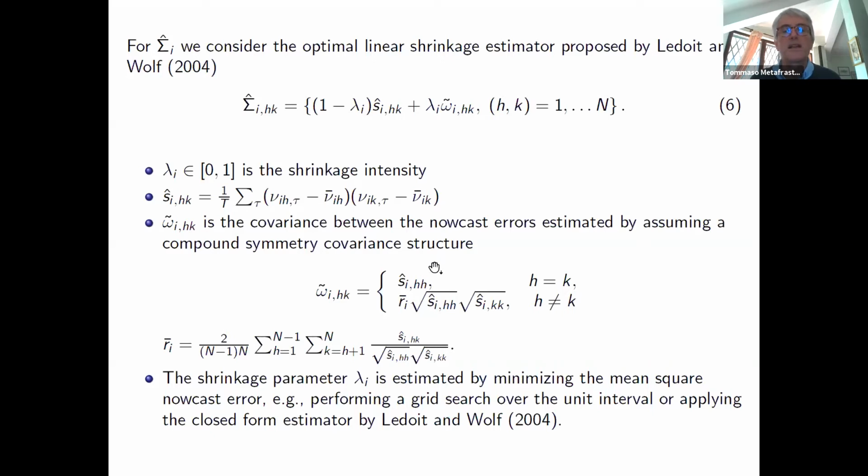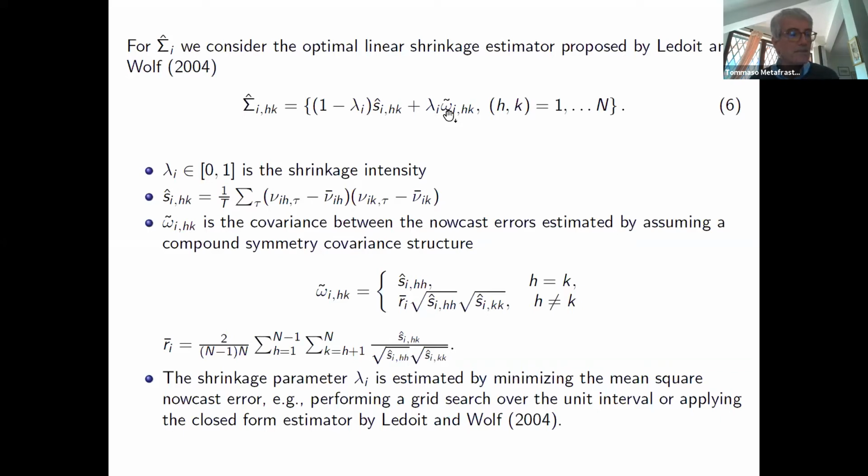So I will present the results only with respect to a compound symmetry covariance structure. This variance covariance matrix arises from considering the sample covariance matrix of the prediction errors of quarterly GDP and its components, and lambda would be the shrinkage intensity, and the shrinkage target would be this matrix such that all the prediction errors share the same correlation that can be estimated from the sample. And for estimating the optimal shrinkage intensity, we use Ledoit-Wolf's closed form estimator as well as a grid search and compare.